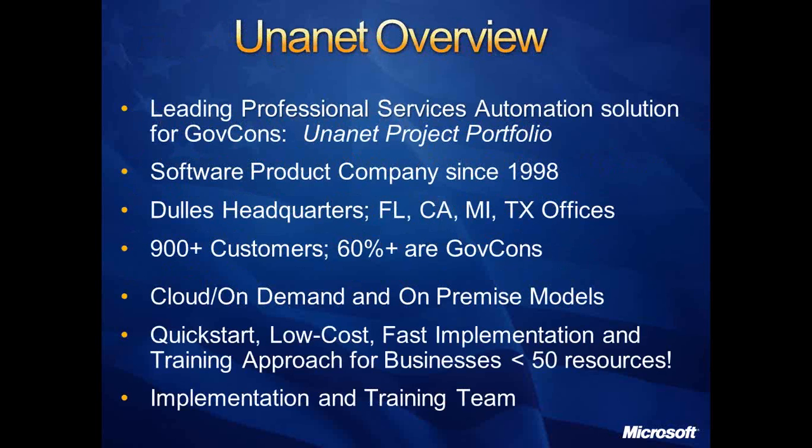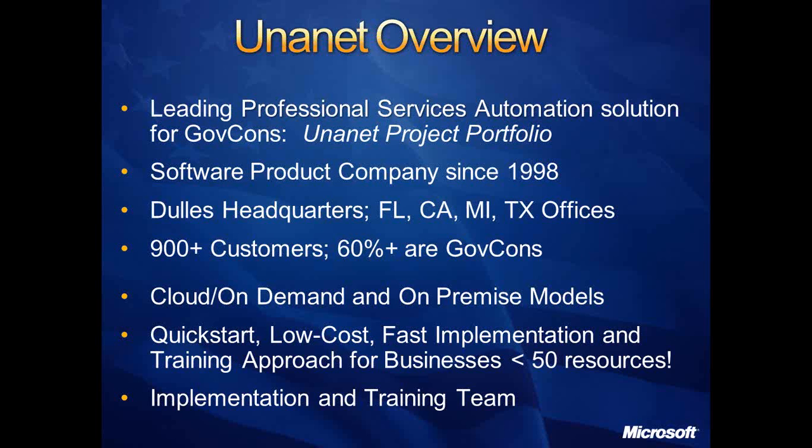So part of the solution is the Uninet project and resource management software. We are the leading professional services automation software for government contractors. Our product is called Project Portfolio. We have been in business since 1988 and became a software product company in 1998. Our software has been in production for 14 years. It is stable. We're coming out with version 9.6 in October. We are headquartered in Dulles, Virginia. All of our technical support and development is done in Dulles. None of it is offshored.